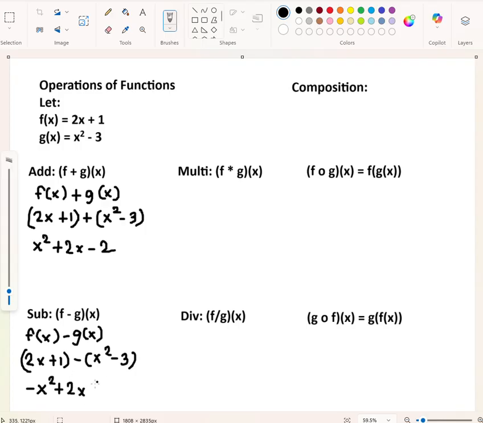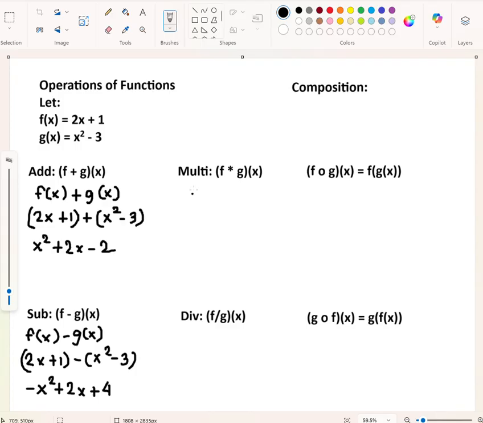Then copy the positive 2x. 1 minus negative 3 becomes positive 4. Why? Because we have a negative, then we have a minus, and then we have a negative. Negative times negative is positive. So 1 plus 3 is positive 4. So this is the final answer.